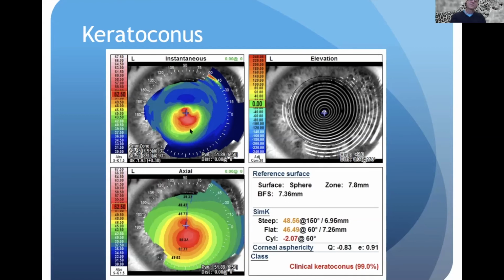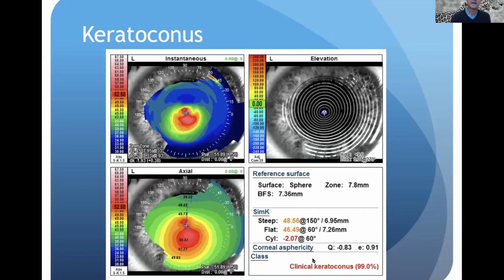Now, if you compare the two, the tangential will correspond more readily to the tomographic maps or the elevation maps for the central position of the cone. Whereas the axial one tends to exaggerate it a little bit and makes it seem larger than it actually is. And if we look here, the AI on the OPD scan tells us that this patient is most likely a keratoconic.